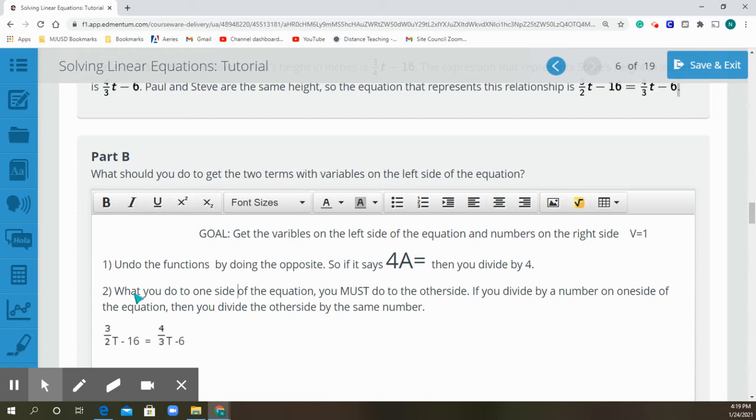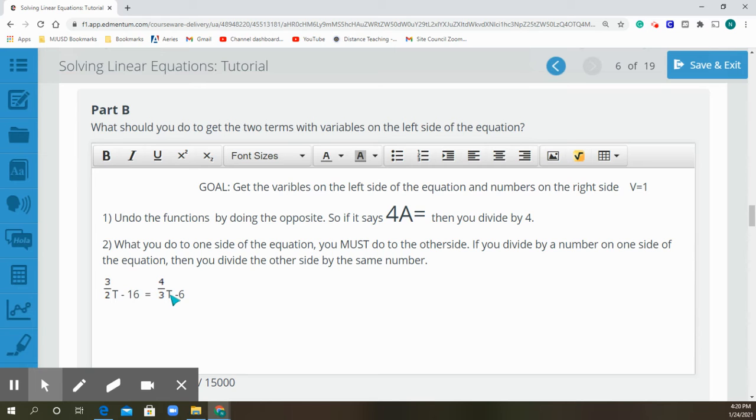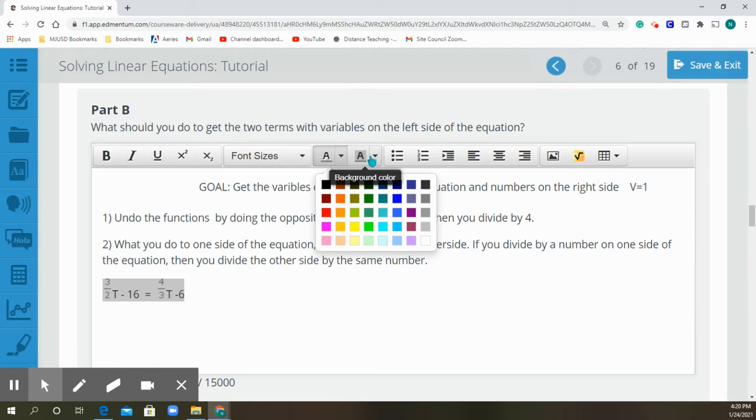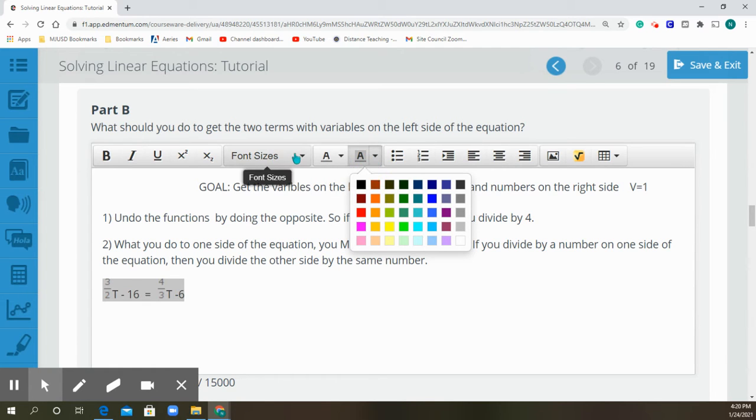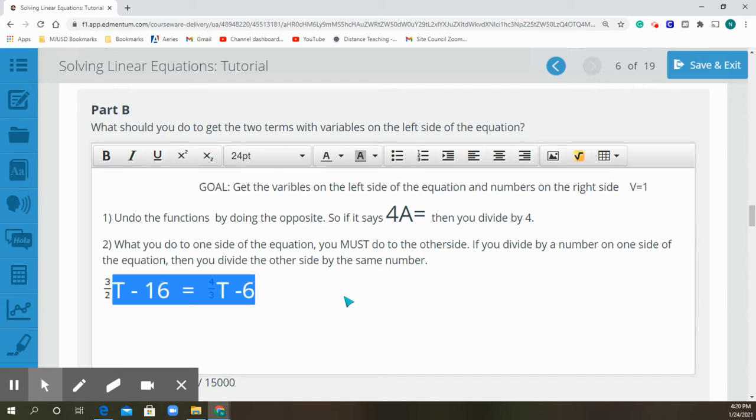What you do to one side of the equation, you must do to the other. So if you divide by a number on one side of the equation, then you divide the other side by the same number. So in order to get these variables, let me see if I can make this a little bigger. Font size 24. So we want to get the t, the variable, over here on the left.